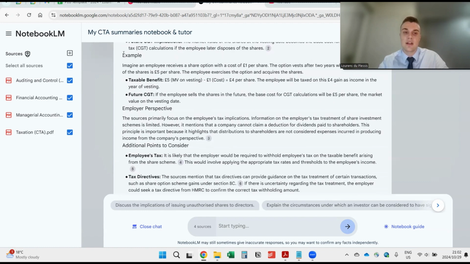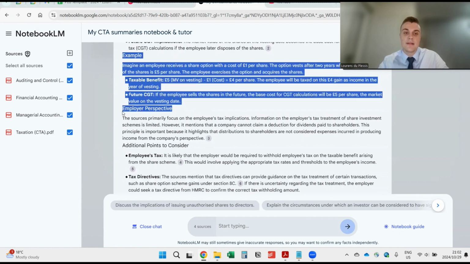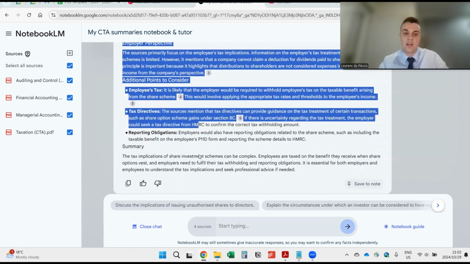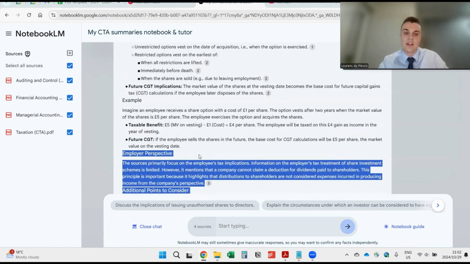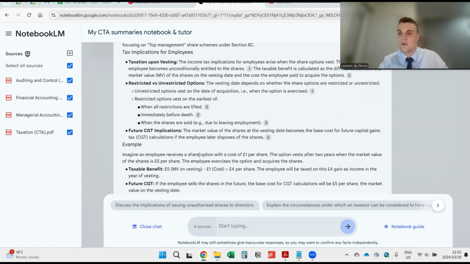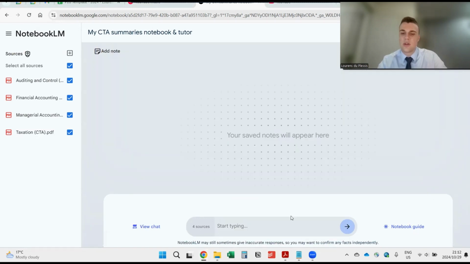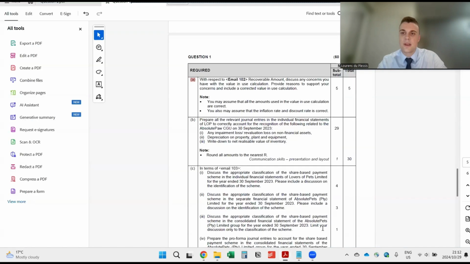And it even gives us a nice example. And then there's an employer perspective, which is not even something I asked, but it also gives us that. So obviously we can stop reading from there on forward. But this is just to show you more or less what this AI tutor can do. So I think there's one more question I just want to run through before we end this off.